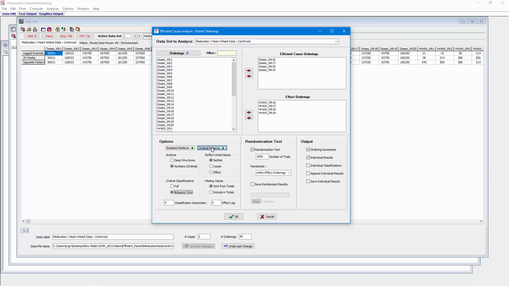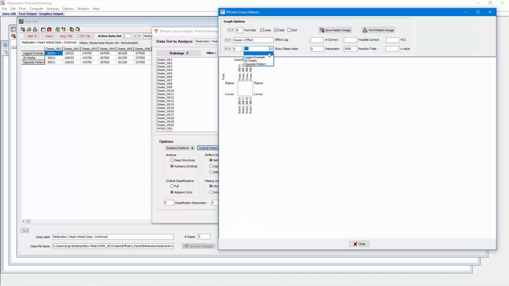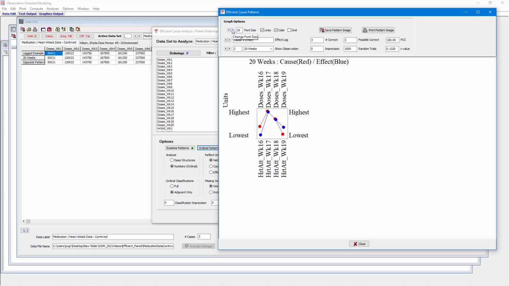Let's go to the ordinal patterns. In this case though, we only have 4 weeks worth of data. Let's magnify it up so we can see what's going on. So here we see the dosage across the top, that's the red line, and then the number of heart attacks across the bottom, that's the blue line. And here we just see the rank orderings of the observations.